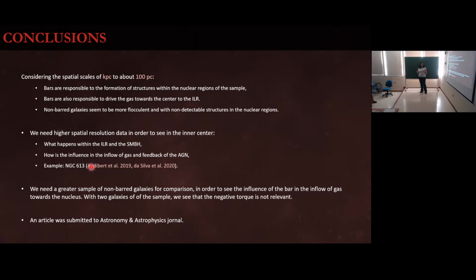As you can see, there are only 10 objects, so we need a greater sample of non-barred galaxies, because we only have 2 compared with 8. We need the greater sample to compare whether the negative torque is actually not relevant in those galaxies, if it is confirmed, and to see if there are actually other ways for the gas to fall and form structures in those galaxies that don't have a bar.